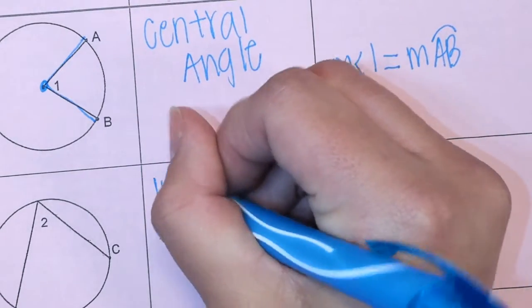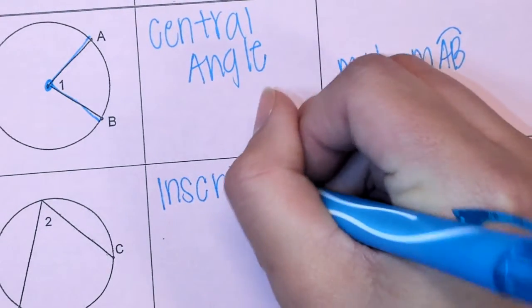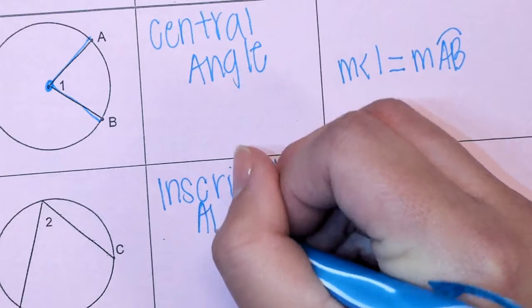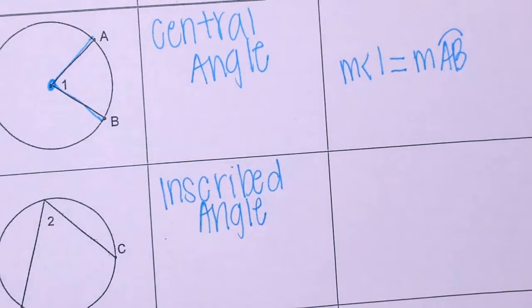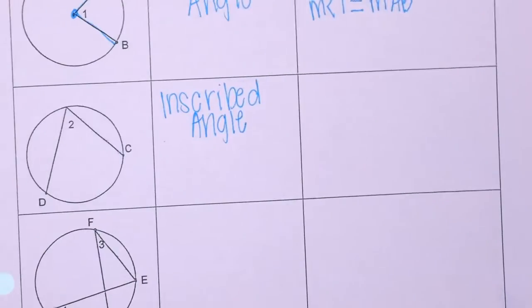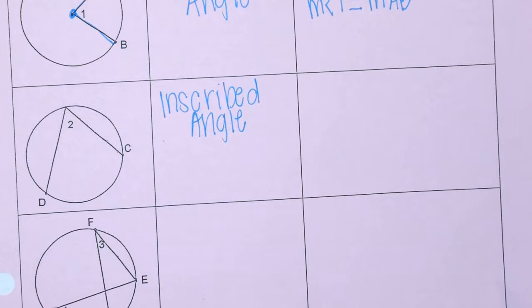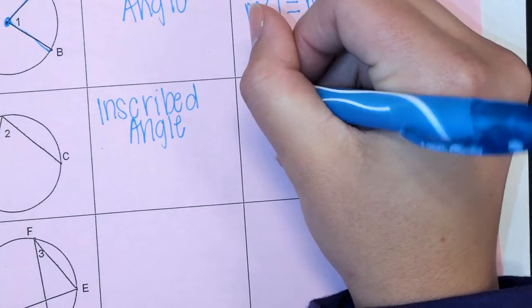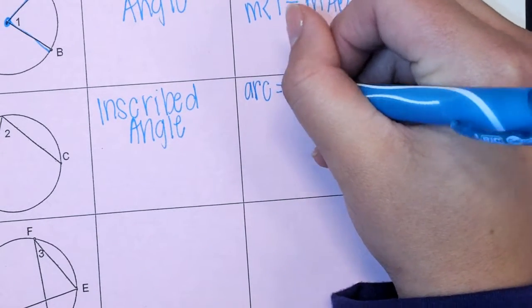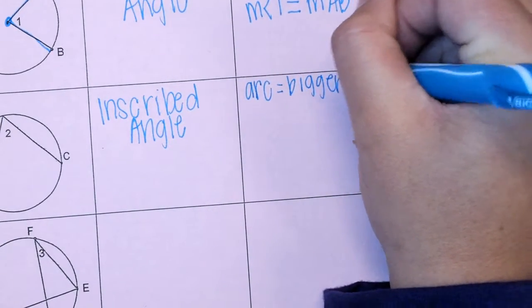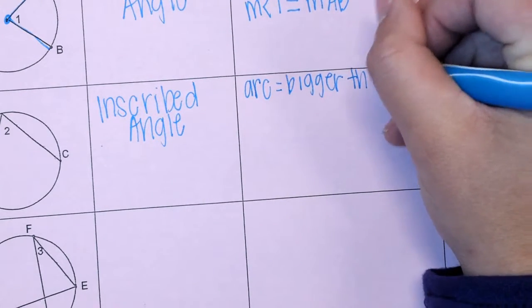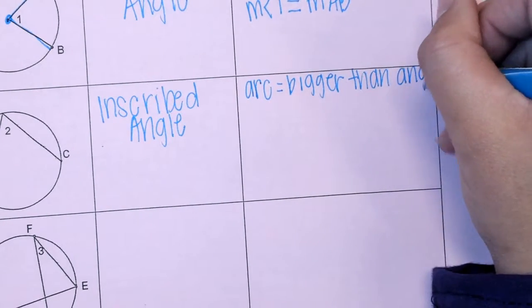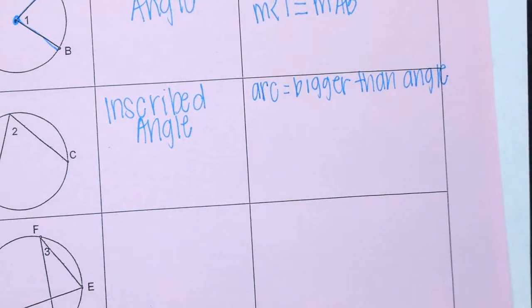This is called an inscribed angle. Which one is always going to be bigger, the arc or the angle? The arc. The arc is always going to be bigger. So if you want to write some hints, let's write arc has to be bigger. Arc is bigger than angle. That'll help you remember which one's which. Arc is bigger than the angle.